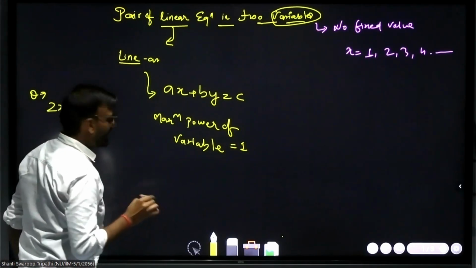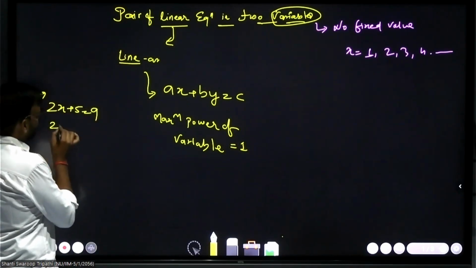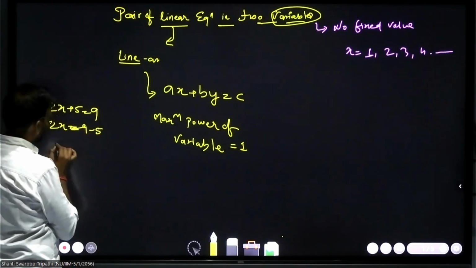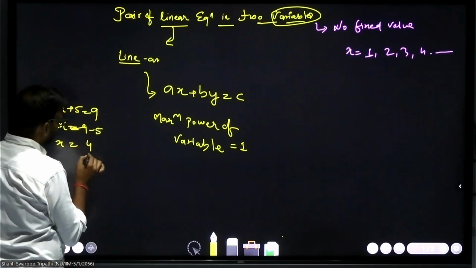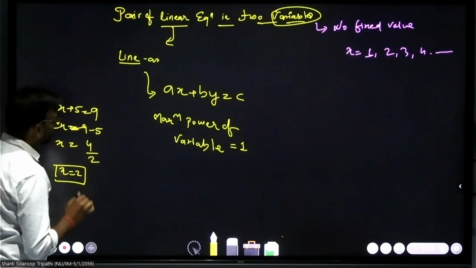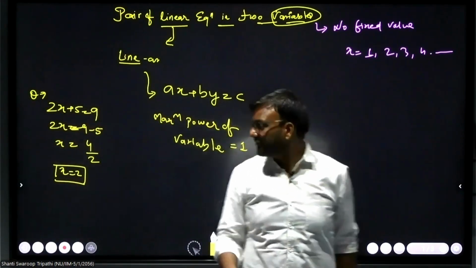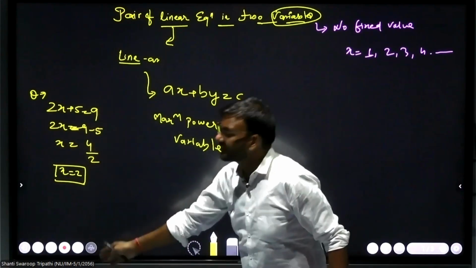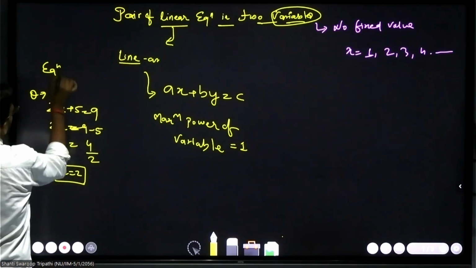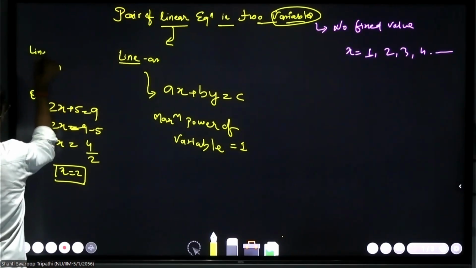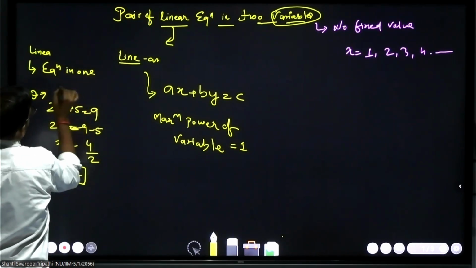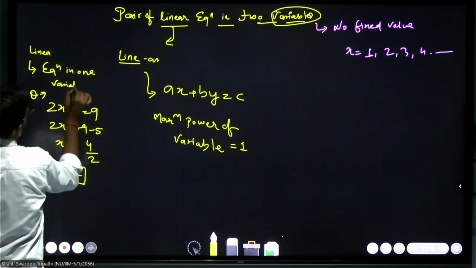And you were required to get the value of x. What you did, that 2x equal to 9 minus 5. So it will be x equal to 4 by 2, and x equal to 2. This was the simple solution of an equation with one variable, like a linear equation in one variable. This was the example of a linear equation in one variable.